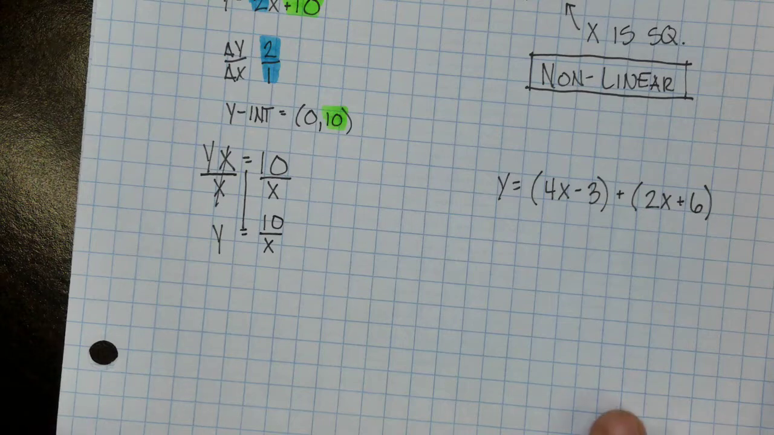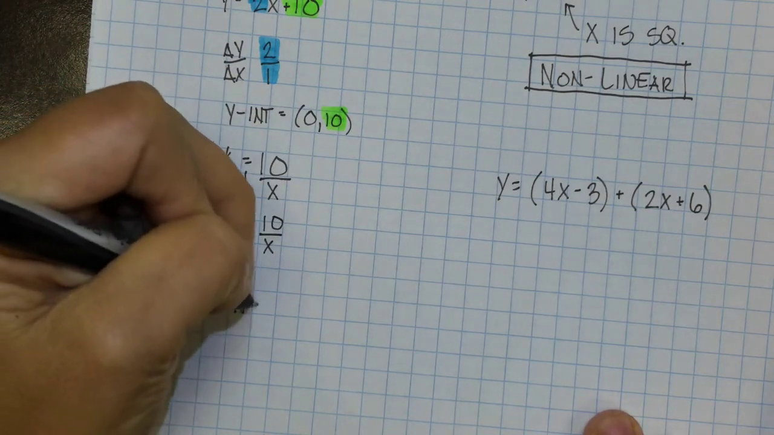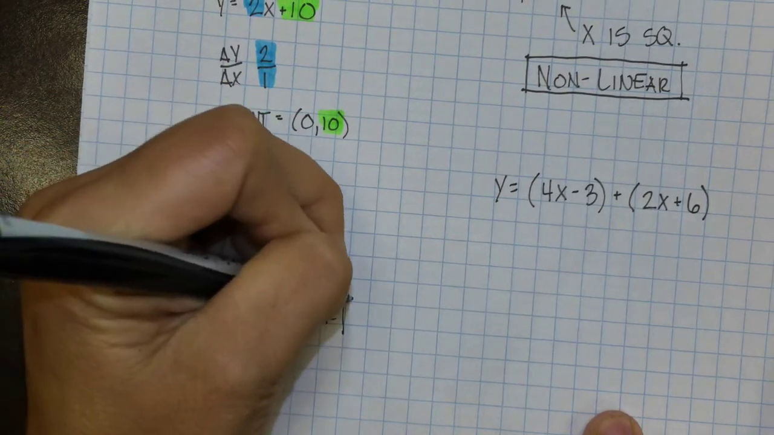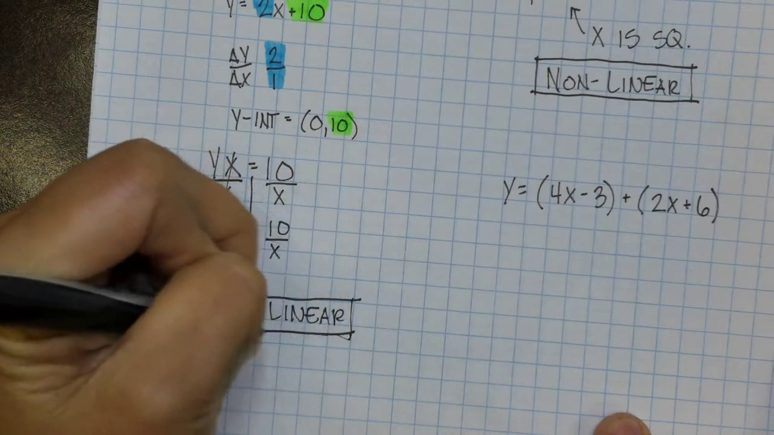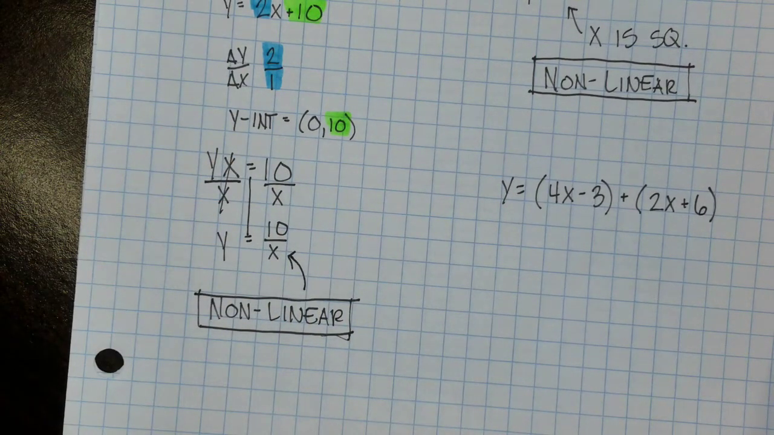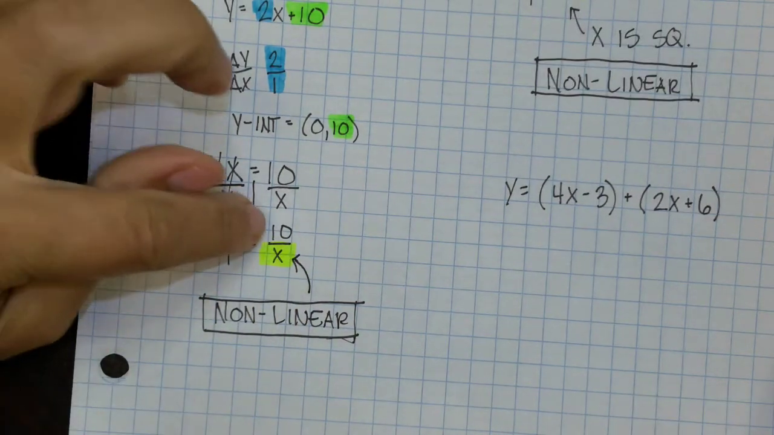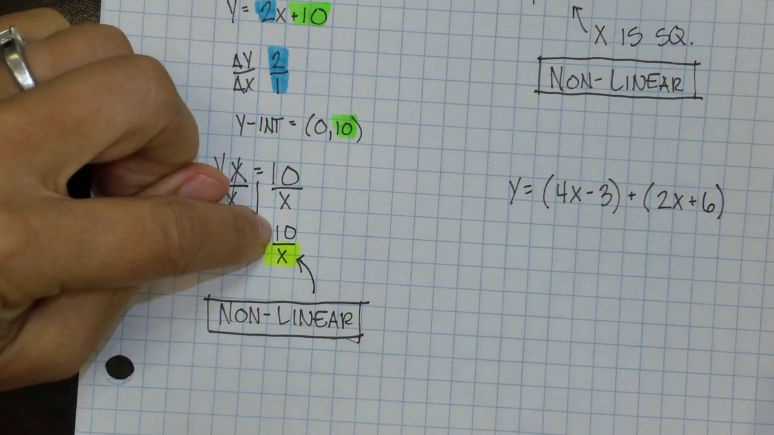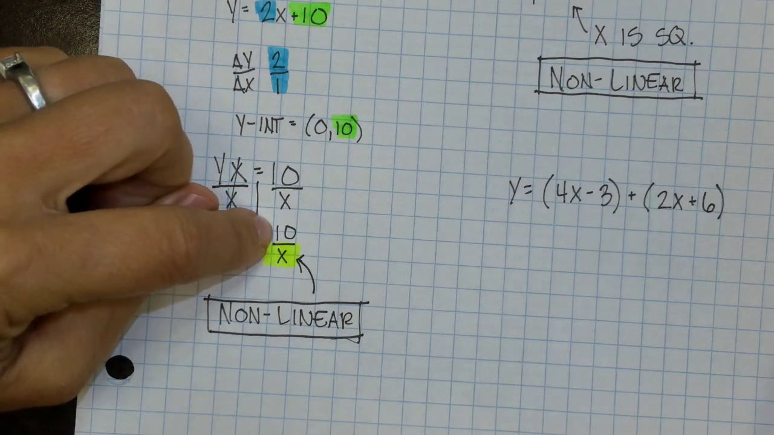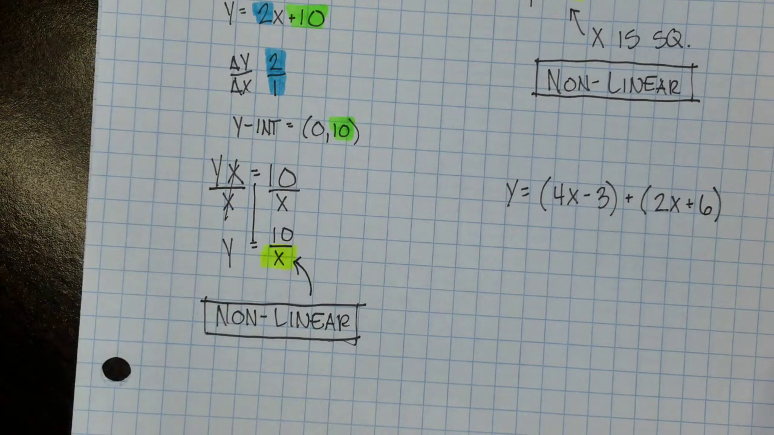And I would see in this one that this is nonlinear. And it's nonlinear because the x is in the denominator. Okay. Now, if the x is in the numerator, that's okay. That still has a constant rate of change. You would see that if you were to do some inputs and outputs with tables, that it would still be okay. But when the x is in the denominator, it's nonlinear.